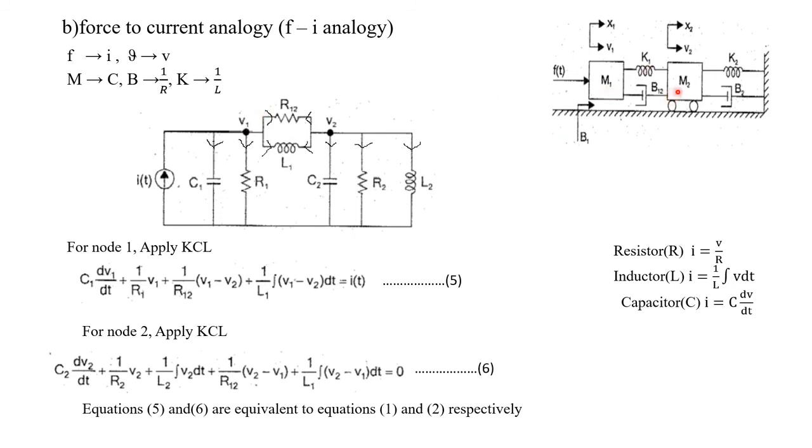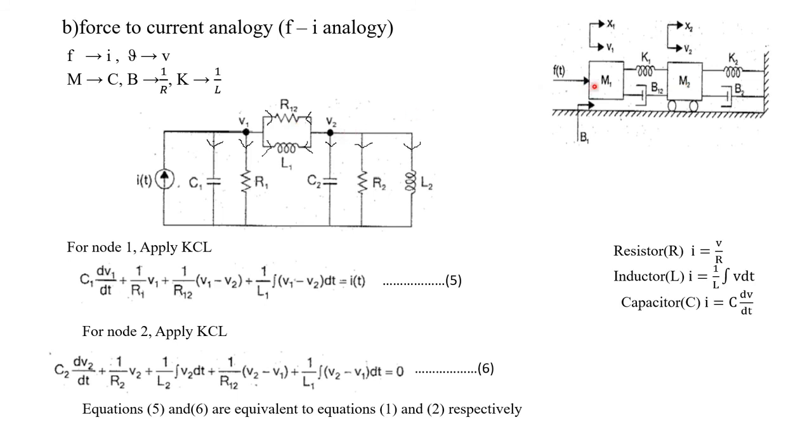So now what we have to do is we have to see this mass M2. In mass M2, we have to see whether there is any applied force. In mass M2, there is no applied force, isn't it? F of t is connected to M1. So here for mass M2, there will not be any current source.